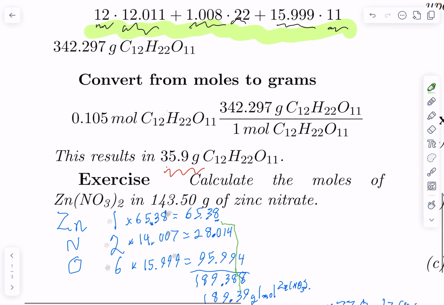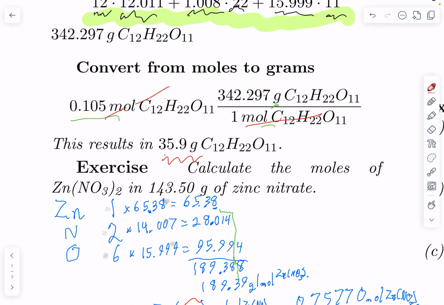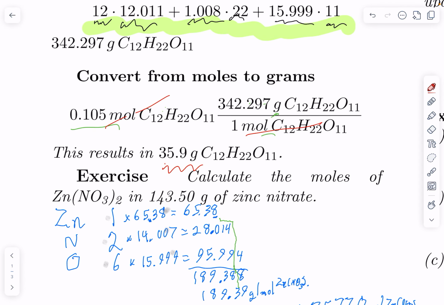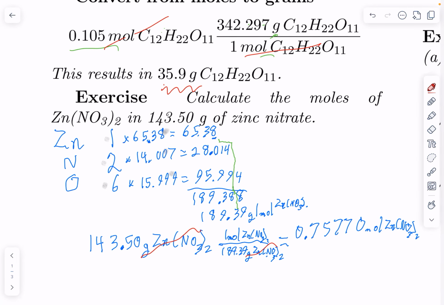So you would take the value you're given, you multiply by grams, divide by moles. Notice that the moles cancel, and you're just left with grams. Okay, the result is 35.9, because even though you've got 6 significant figures in your molar mass, you only have 3 significant figures in your given value.